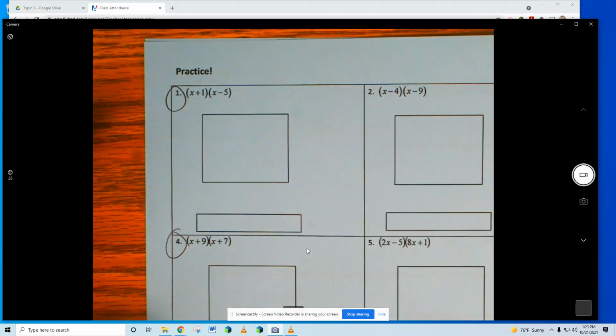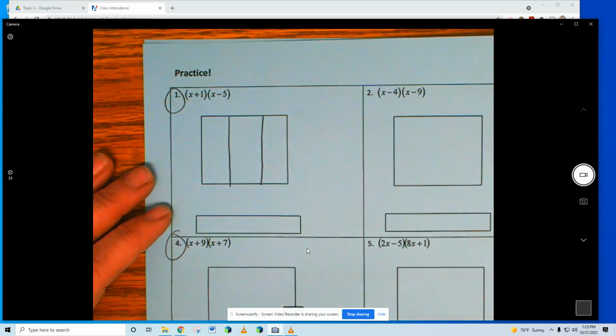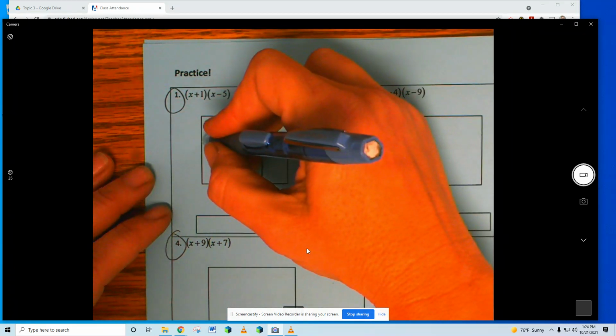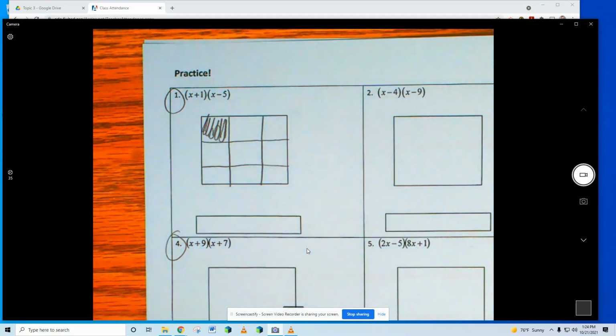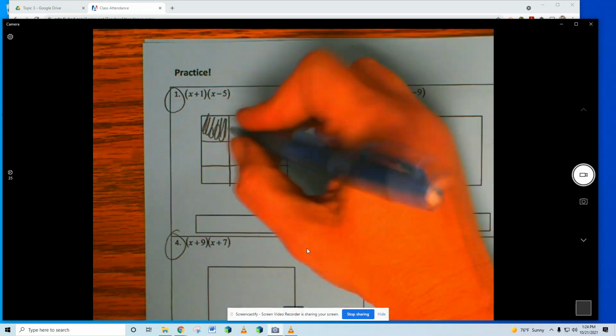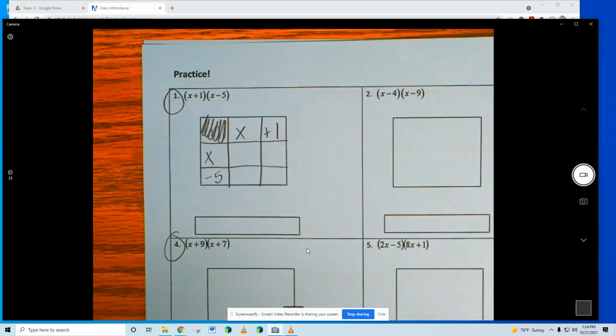This is a 3x3 grid. When you're trying to make 3 boxes, you only draw 2 lines. I know it seems weird, but whenever you're trying to make 3 boxes, you only draw 2 of the lines. So I draw 2 vertical lines, and then I did 2 horizontal. The upper left box is not used. So x plus 1 and x minus 5. Okay, and these you're doing alone. 1, 4, 7.